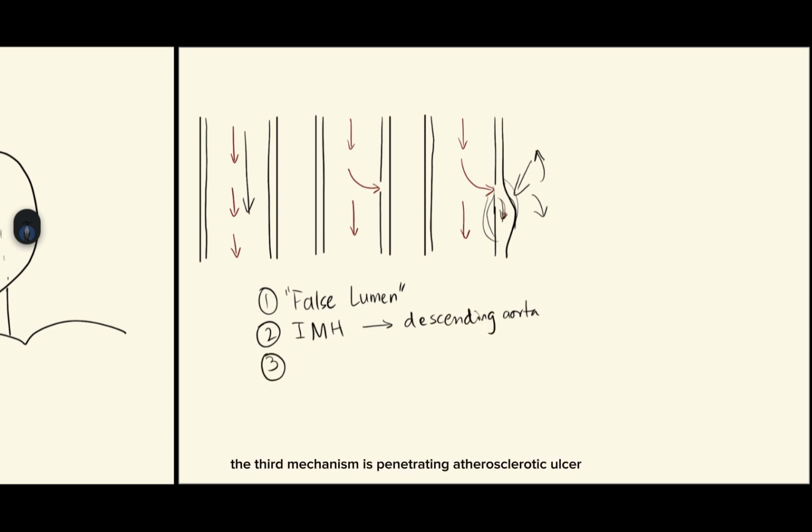The third mechanism is penetrating atherosclerotic ulcer. There will be an erosion of an intimal atherosclerotic plaque that penetrates through the intima to the media. Blood can then dissect the media and go beyond into the adventitia. So, this is gradually progressive, generally in elderly patients with extensive atherosclerosis. And once again, this also most commonly occurs in the descending aorta.